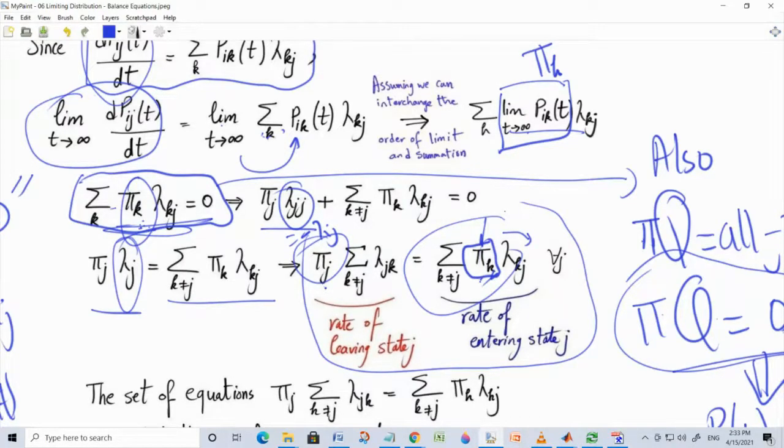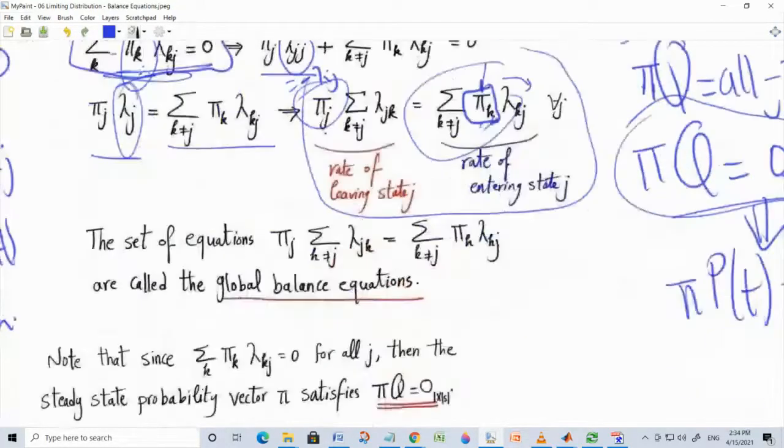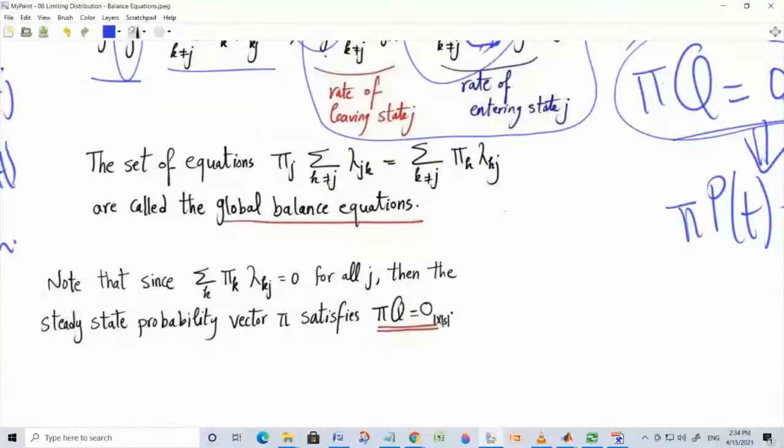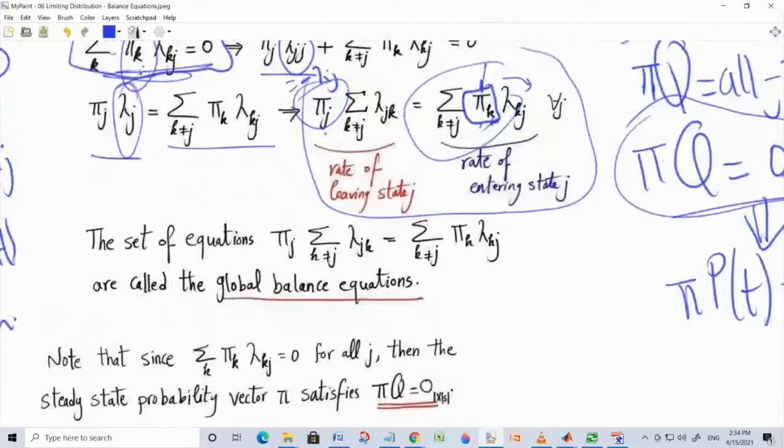Like again, basically one side will have the rate out of the state, and the other is the rate into the state, and of course each rate is weighted by the steady state probability of the state. Okay, so those equations again are famous, and they are called the global balance equations. And again, the steady state vector is a vector satisfying pi Q is equal to 0.